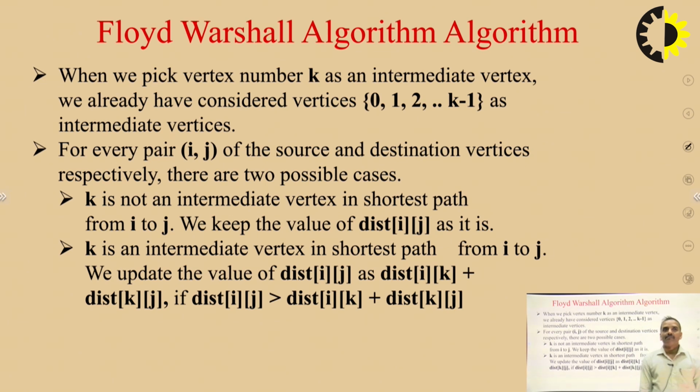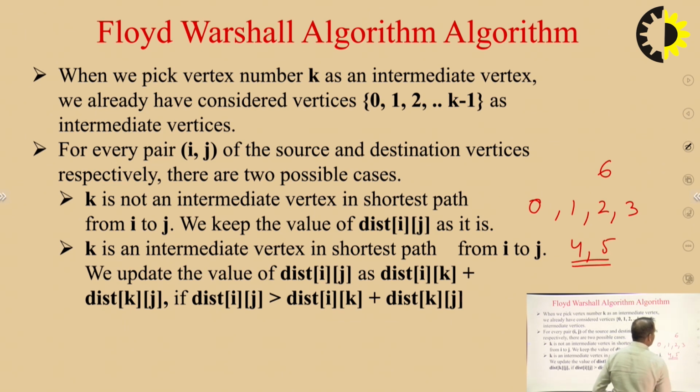When I pick a vertex number k as an intermediate vertex, we have already considered vertices 0, 1, 2 up to k minus 1 as intermediate vertices. If we take there are 6 vertices, then we have taken 0, 1, 2, 3, 4, 5 as intermediate vertices. After calculating the intermediate vertices, we find out for every pair i, j of source and destination vertices respectively, there are two possible cases.